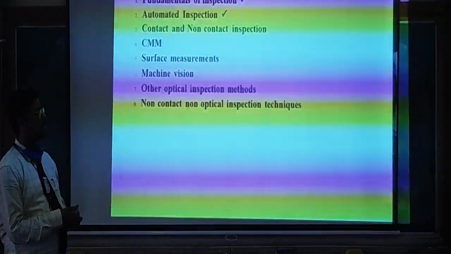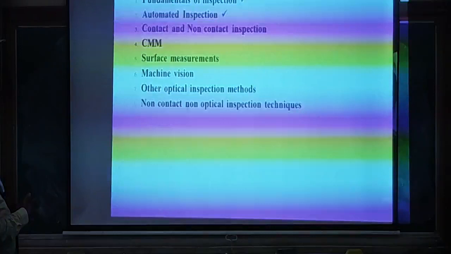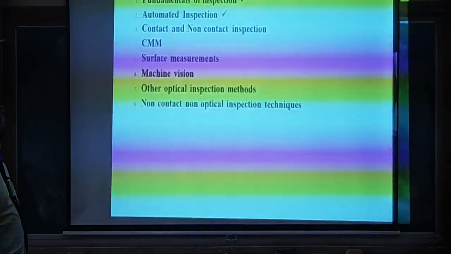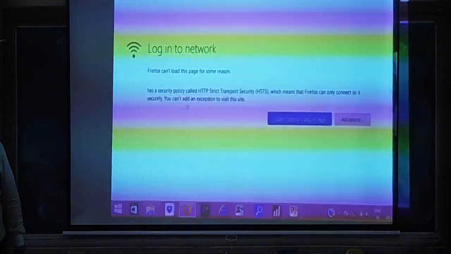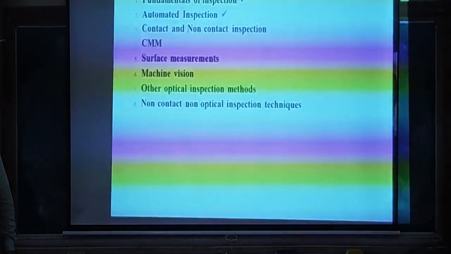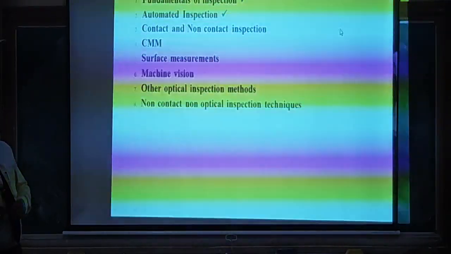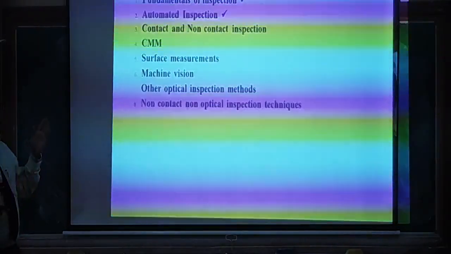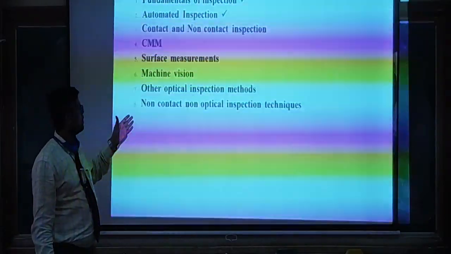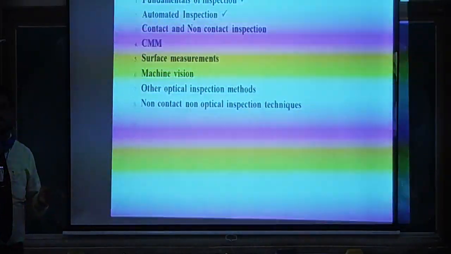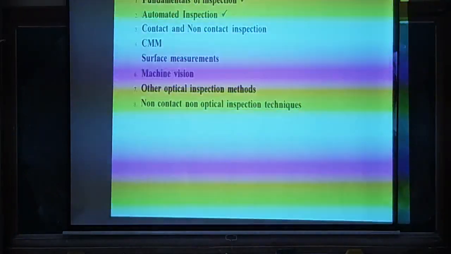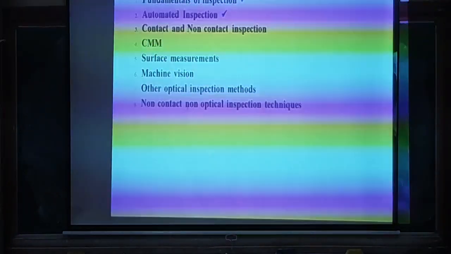In the last class also I explained about the fundamentals of inspection, automated inspection, contact and non-contact inspection methods, and CMM, coordinate measuring machine, surface measurements, machine vision system, other optical inspection methods, and non-contact and non-optical inspection techniques. This section includes these.